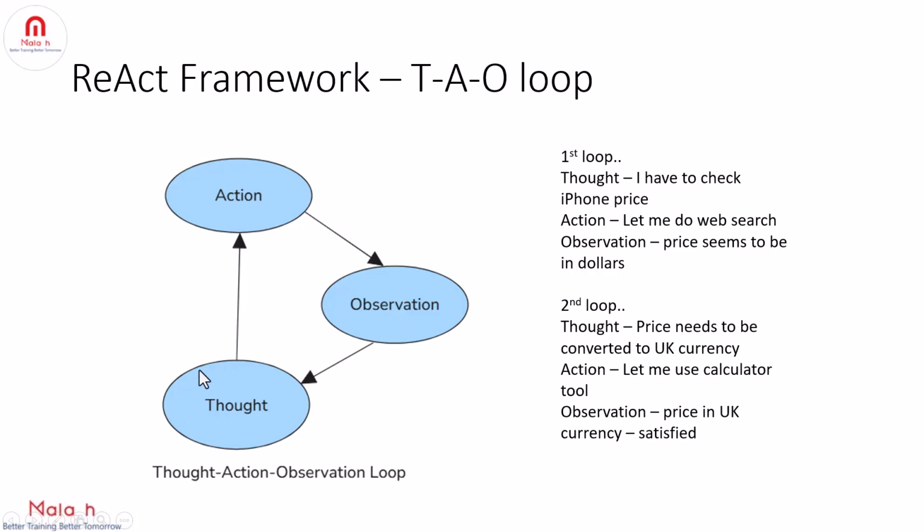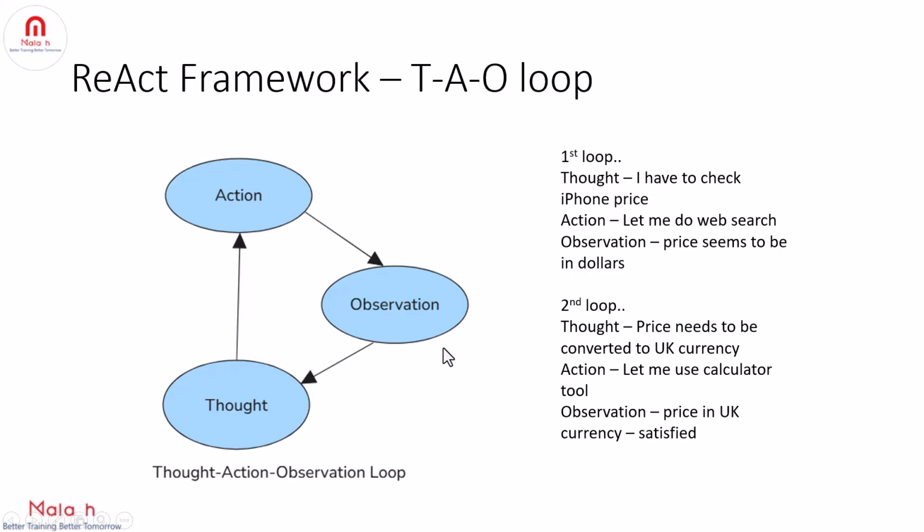TAO. So thought means the agent's LLM thinks about what to do next, planning and analyzing the problem state. The action means that, based on the thought, the agent takes an action such as invoking a tool, for example, the DuckDuckGo web search tool or the LLM math tool, right? And the observation means the agent receives the result of its action, which is new information to incorporate into its reasoning. So that is the thought, action, observation loop.